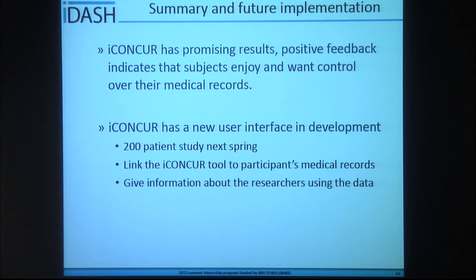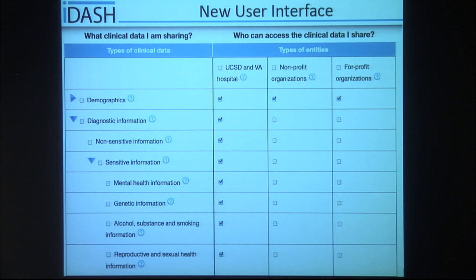And we currently have a new user interface in development. There'll be a 200-patient study next spring, and this study will link this online tool to their actual medical records so that participants will know exactly what in their own medical history is being included, and it will also give them feedback and information about the researchers who do access their data for research purposes. I included a quick screenshot of our new user interface that's in development. It kind of simplifies the taxonomy into one page for participants.